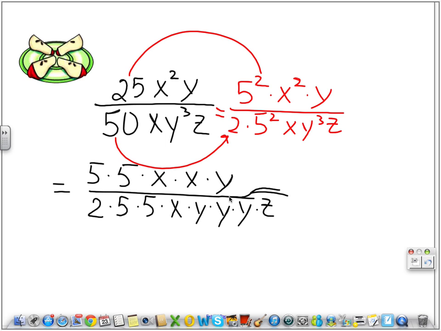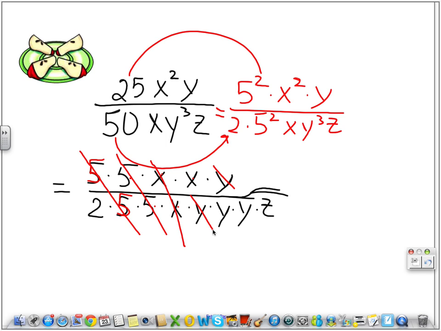If I have the same number on top of itself, like I do with this 5 and this 5, that's equal to 1. So that cancels out. If I have this 5 and this 5, that cancels out because it's equal to 1. This x and this x work the same way. X divided by x is 1. This x here doesn't have anything to cancel with, so I have to skip over it. However, this y and this y could cancel because they would be equal to 1.